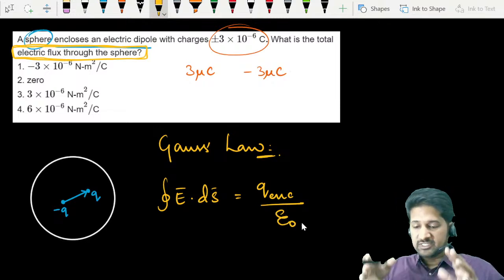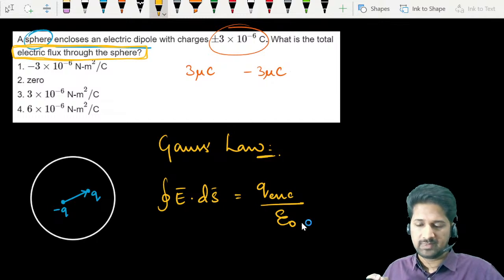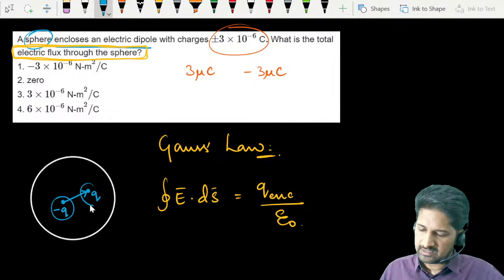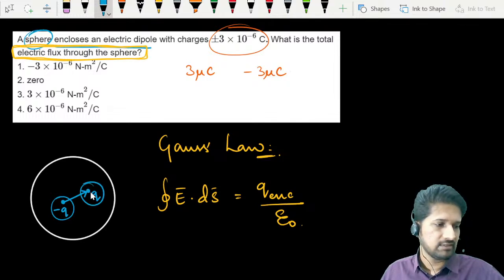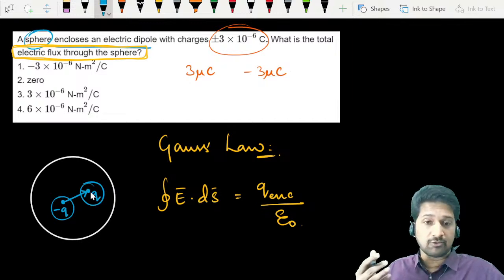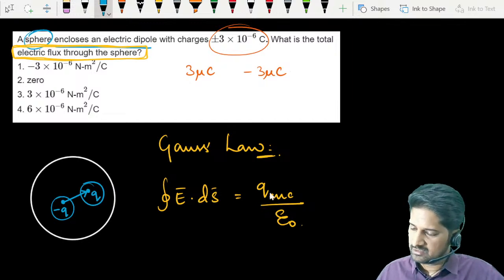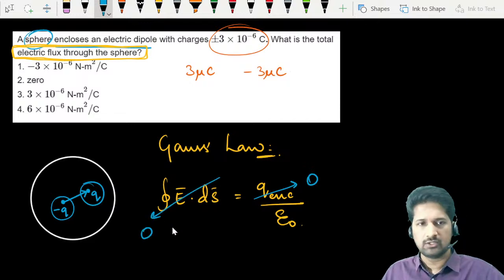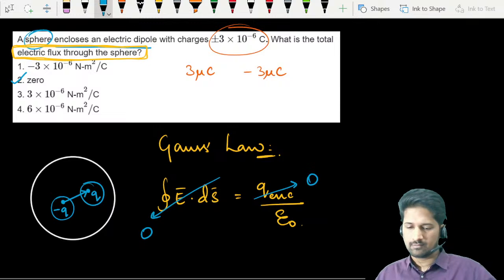Now what is inside this sphere? A dipole. The dipole is completely inside the sphere, so there is one negative charge and an equal amount of positive charge. Yeah, Aarti Kumari, your answer is correct. Therefore, the net charge enclosed here becomes 0. So the total electric flux should also be 0. Okay.